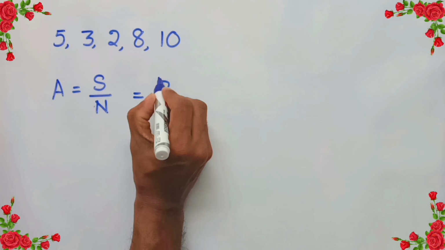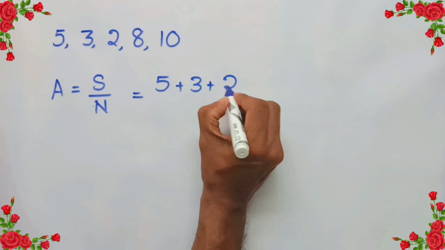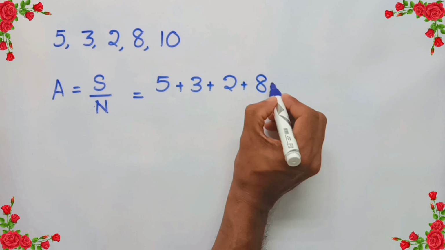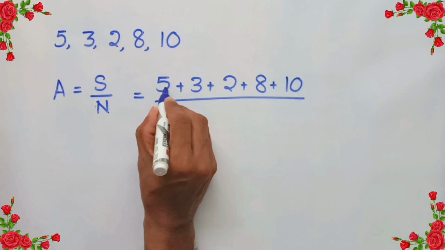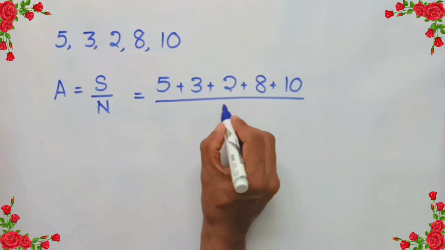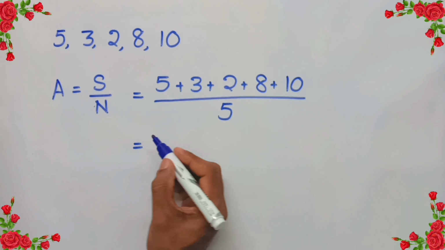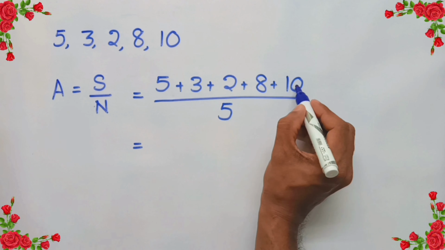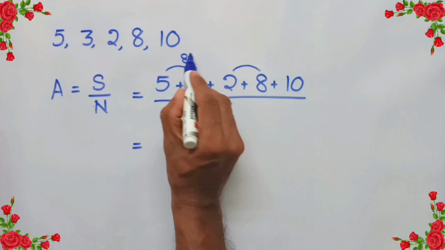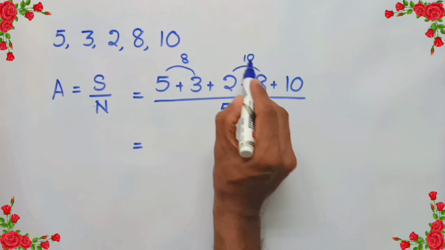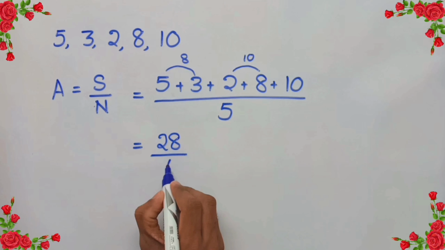Let's add the observations together. 5 plus 3 plus 2 plus 8 plus 10, whole divided by number of observations 5. Add the observations together from right to left. 10, 2 plus 8 is 10, 5 plus 3 is 8, 10 plus 10 is 20, 20 plus 8 is 28. 28 by 5.